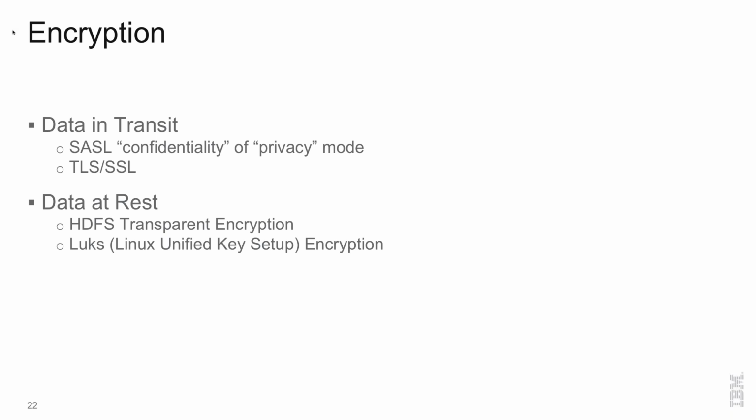Okay, so we talked about authentication and authorization, and the next topic is encryption. We need to have confidentiality, so we encrypt the data. This has two sides: we need to encrypt the data in transit, and we also need to encrypt the data at rest.